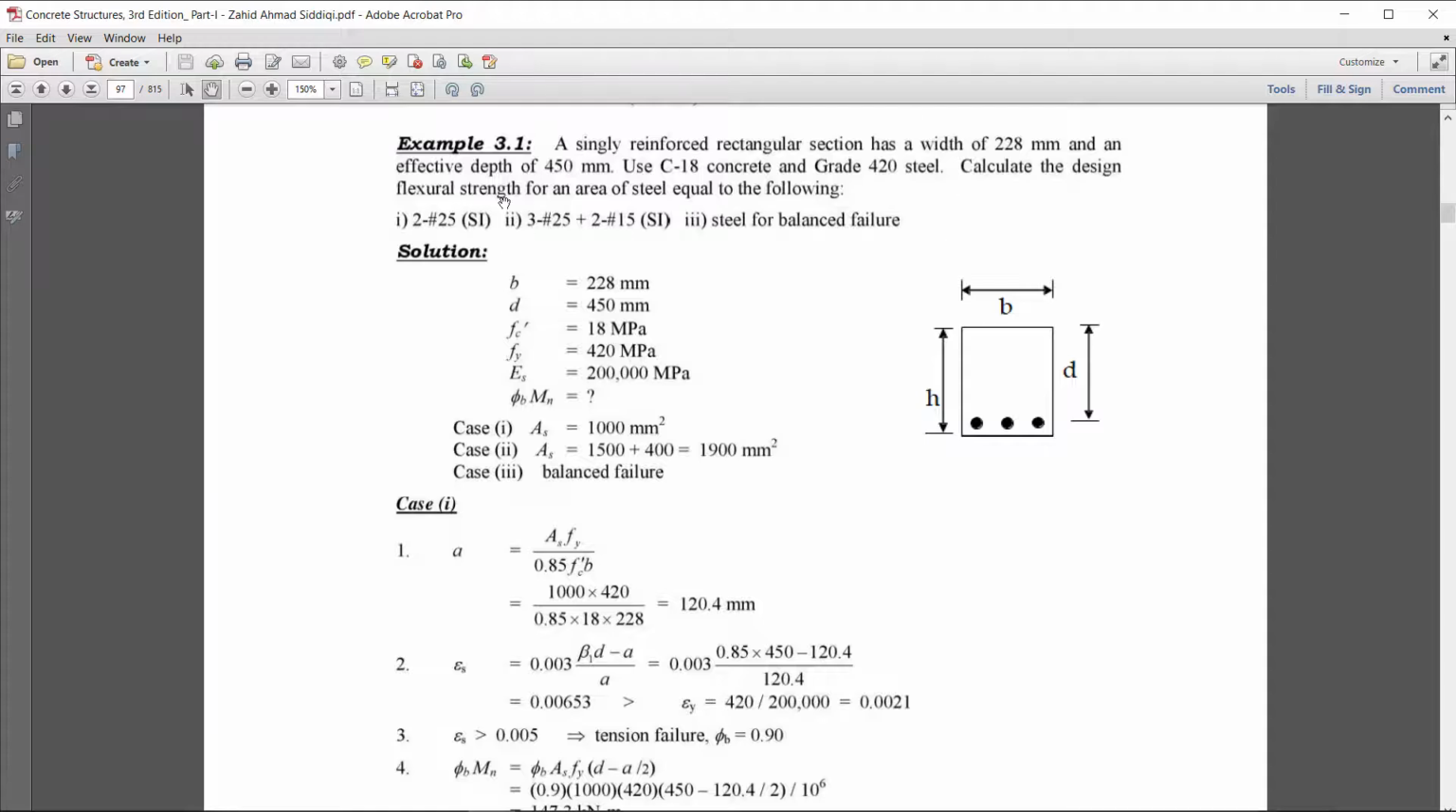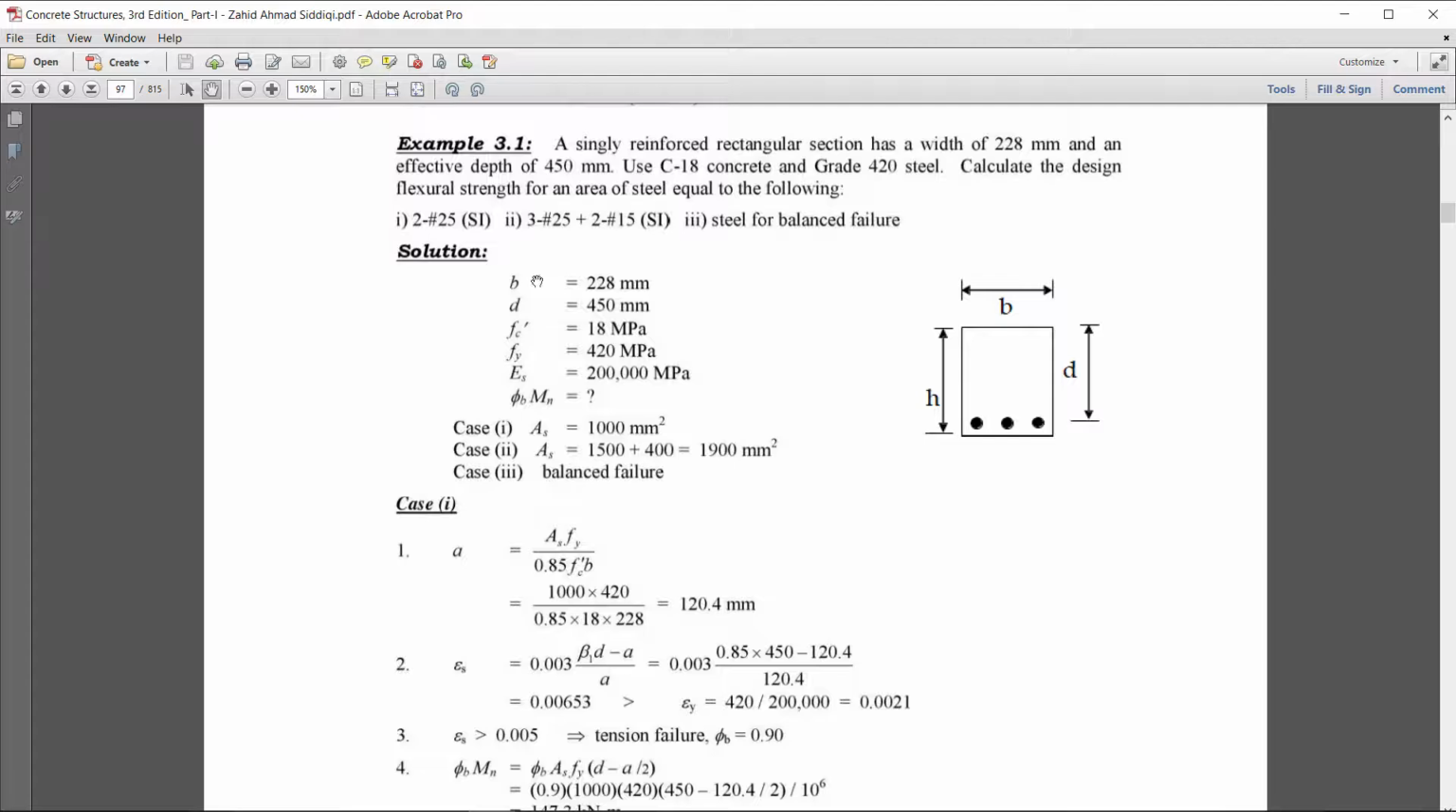Calculate the design flexure strength for an area of steel equal to the following. These three sections are given. First portion of this question: calculate the moment capacity if the reinforcement area is 2 number 25 bars. Second case is 3 number 25 bars plus 2 number 15 bars. Third case is steel bars for balanced failure. We have to solve three cases.